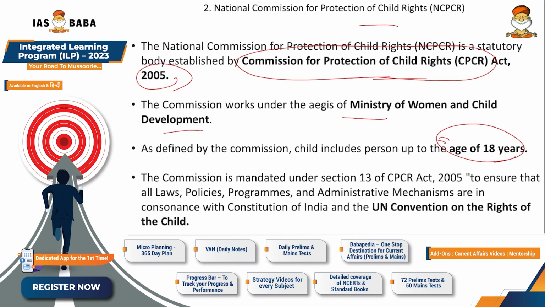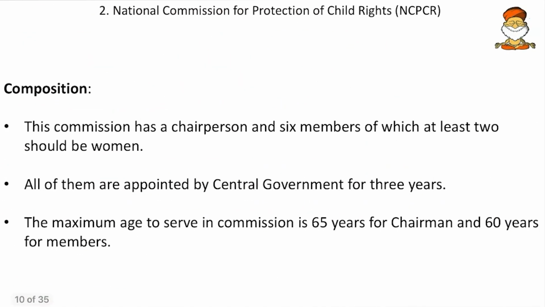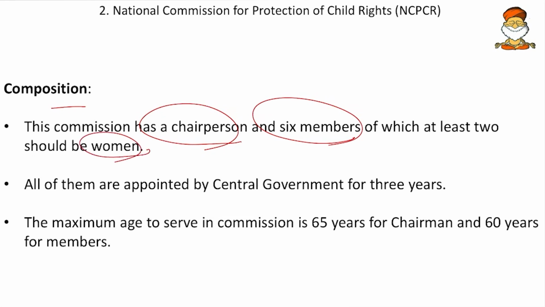And then the commission is mandated under Section 13 of the CPCR Act 2005 to ensure that all laws, policies and programs owe allegiance to the Constitution and also to the UN Convention on the Rights of the Child. So for two things they have the allegiance, that is the Constitution and the UN Convention on the Rights of the Child. So remember that. Then the composition of this commission: it has a chairperson and 6 members, of which at least 2 should be women. So remember this one, and all of them are appointed by the central government for 3 years.